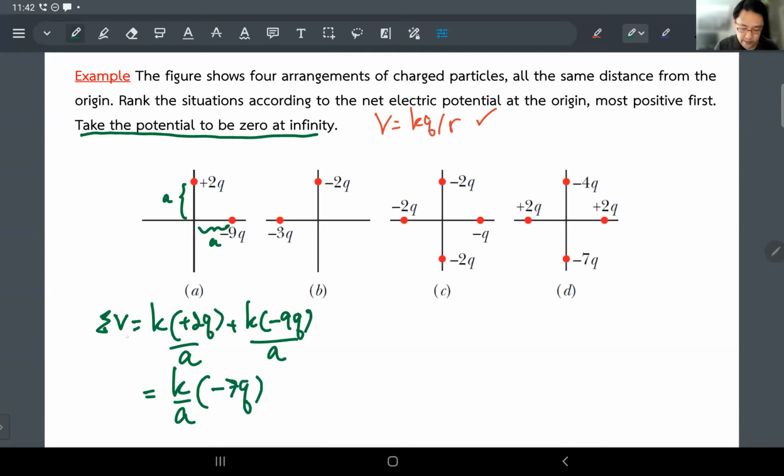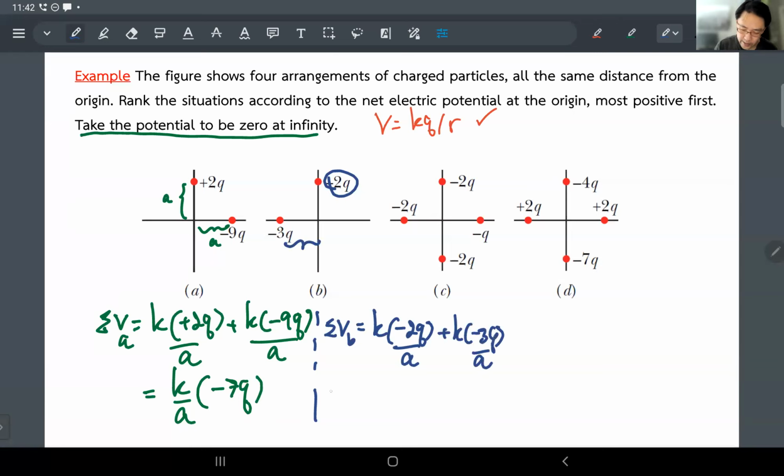Okay, let me call this case A. Cool? Not too bad. All right, try B. The total potential at the origin in case B is going to be K, start from the top one, negative 2Q over A, plus K times negative 3Q over A. So at the end, you get K over A, and then negative 5Q. Done. See, actually, it's a lot easier than electric field calculation.